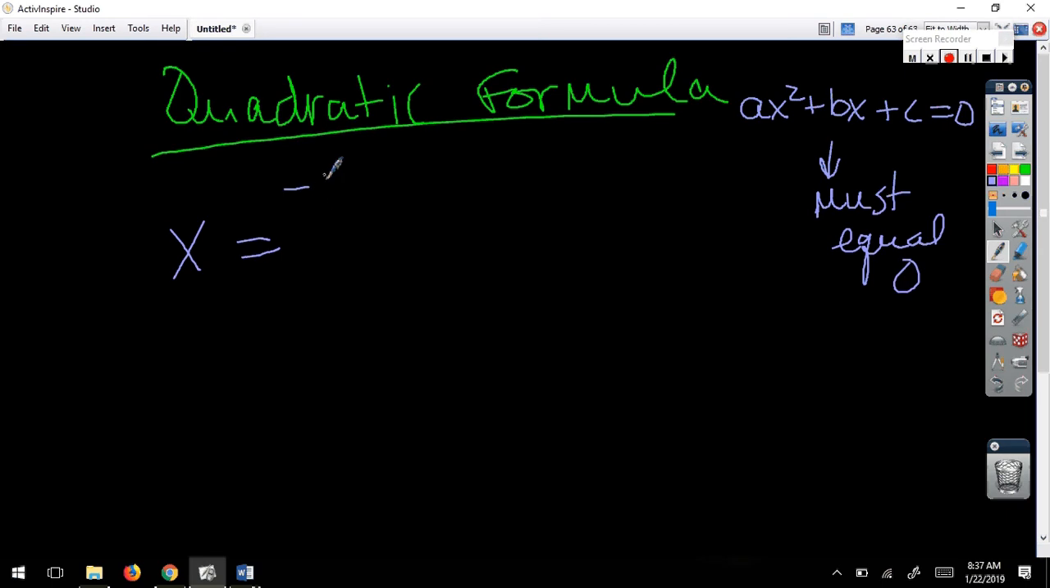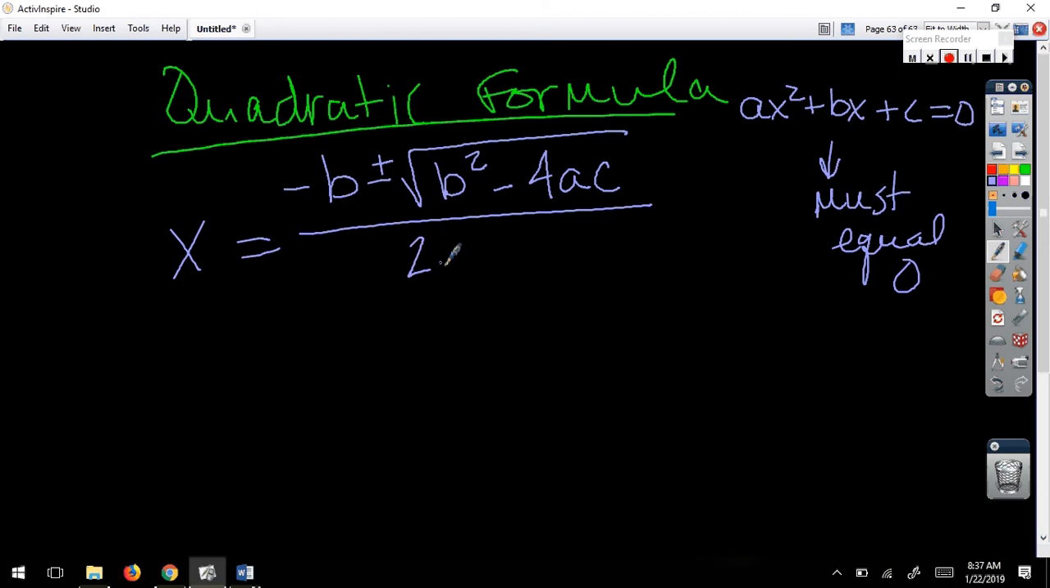And so we do opposite b plus or minus the square root of b squared, not done yet, minus 4 times a times c, still not done. This is one big fraction, and it all goes over 2 times a. You could have seen this before.